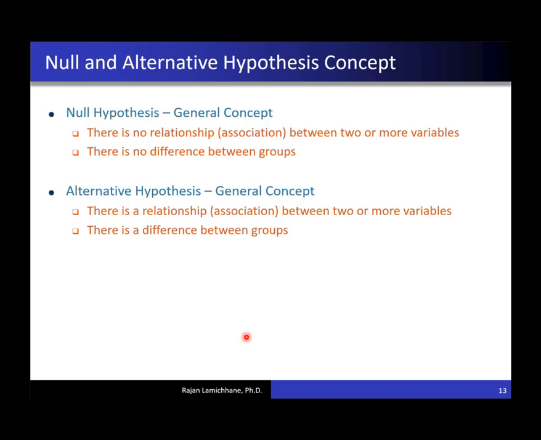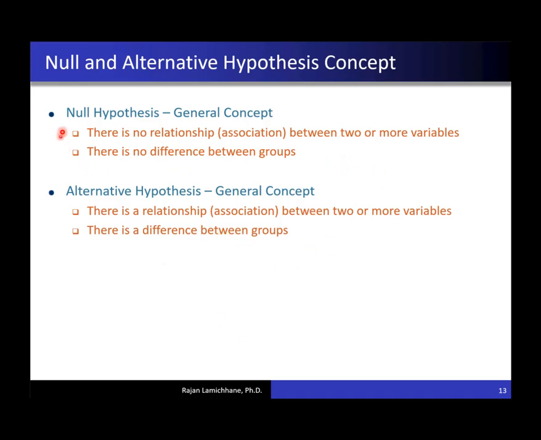The general concept of the null hypothesis is that when you are dealing with a relationship, there is no relationship or no association between two or more variables. That is the null hypothesis. Similarly, if you are looking at a difference, then there is no difference, which is the null hypothesis. The alternate of the same null is that there is a relationship or association between two or more variables, or there is a difference between groups.